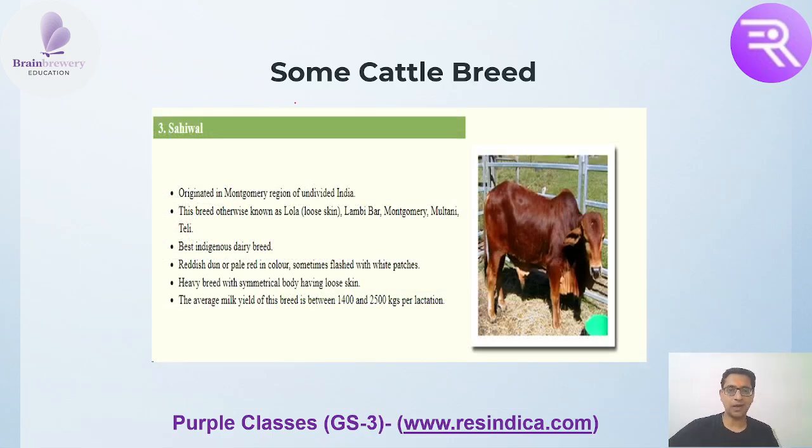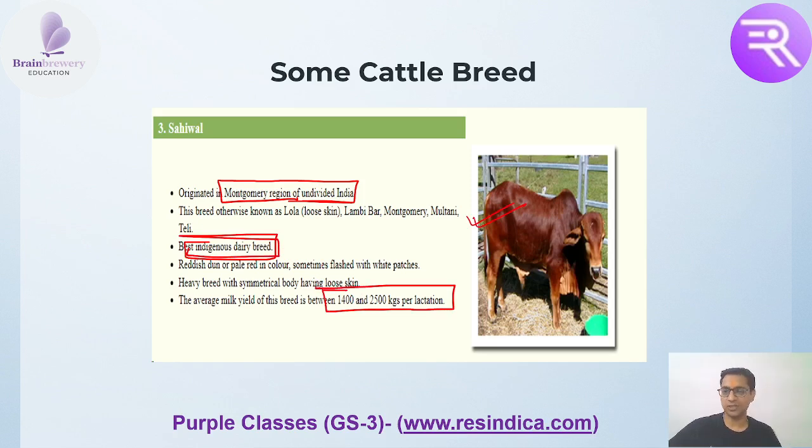Then Sahiwal cow. Sahiwal is normally in Montgomery, undivided India, the Montgomery region of our India. And here we are focusing, it is the best indigenous dairy breed. This looks like here, and they provide 1400 to 2500 kg of milk per lactation. Then some other names of cows I will be telling in one minute.